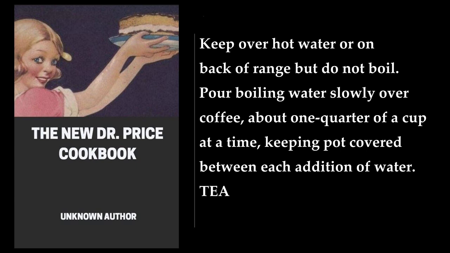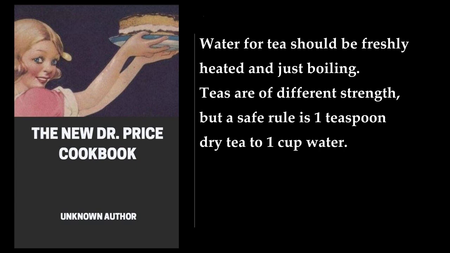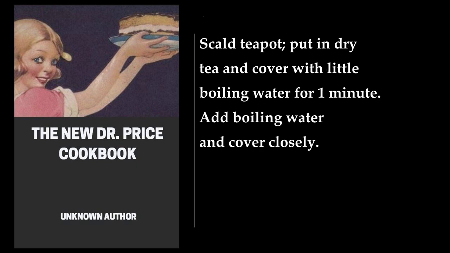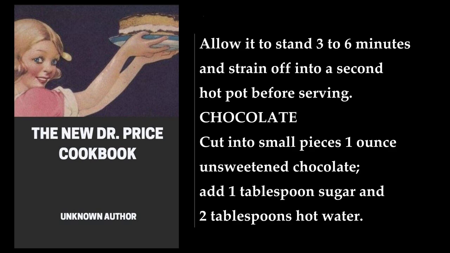Tea. Water for tea should be freshly heated and just boiling. Teas are of different strength, but a safe rule is 1 teaspoon dry tea to 1 cup water. Scald teapot, put in dry tea and cover with little boiling water for 1 minute. Add boiling water and cover closely. Allow it to stand 3 to 6 minutes and strain off into a second hot pot before serving.